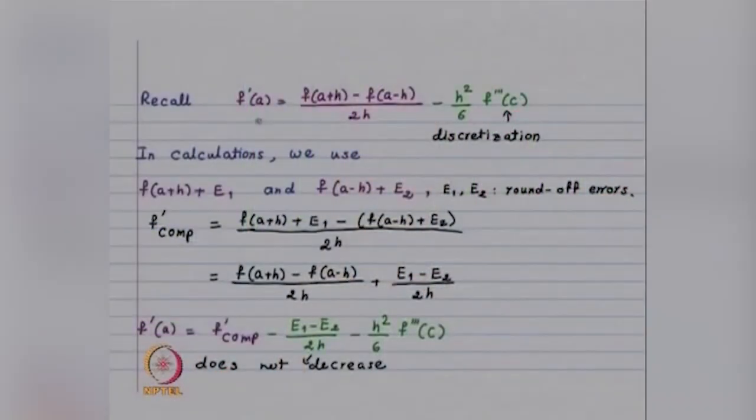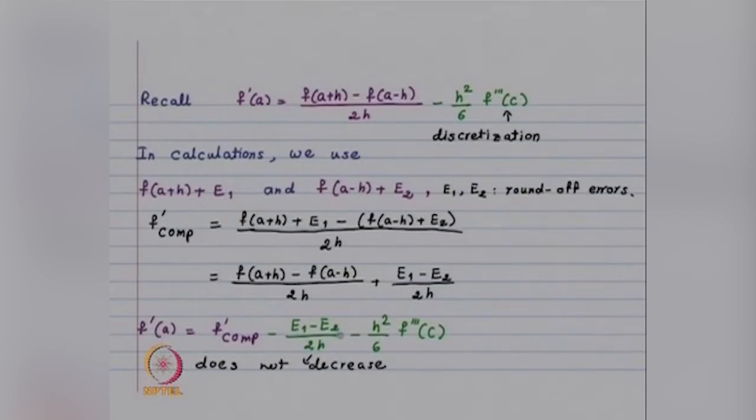So, we have f dash of a is equal to f of a plus h minus f of a minus h by 2h, and this was the discretization error. In calculations, instead of f of a plus h, we will have f of a plus h plus e1, and f of a minus h plus e2, where e1 and e2 are round off errors. So, instead of computing this quotient, what you will be computing is f of a plus h plus e1 minus f of a minus h plus e2 divided by 2h. This is nothing but f of a plus h minus f of a minus h divided by 2h plus e1 minus e2 by 2h. Substituting here, you have f dash a is equal to f dash computed minus e1 minus e2 by 2h minus the discretization error. Now, e1 and e2 are round off errors.